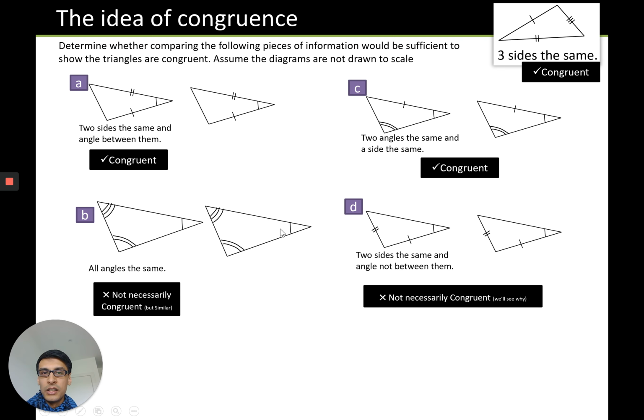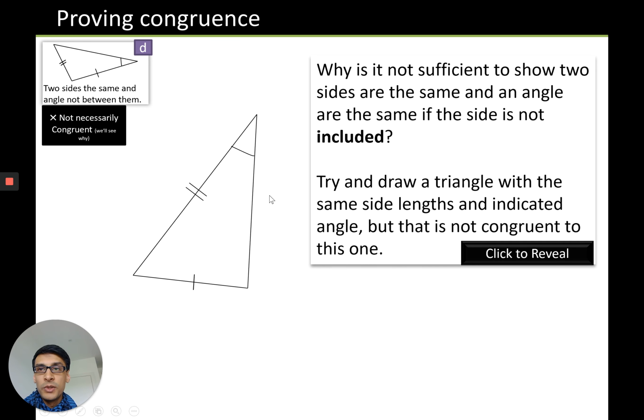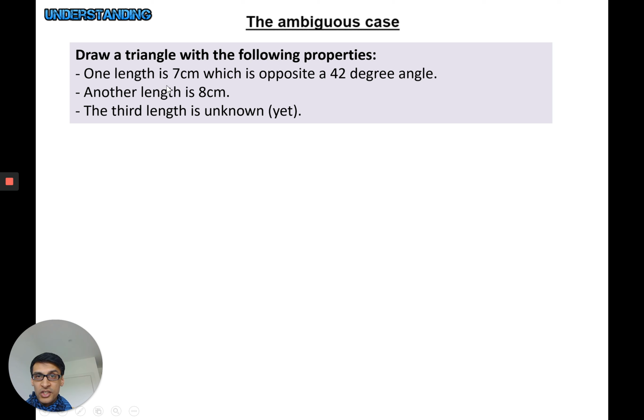What I want you to do before you watch the next video is this question here. It should take you about 20 seconds to do. Draw a triangle with the following properties. One length is 7, opposite a 42-degree angle. Another length is 8 centimeters, and the third length is unknown. You're just sketching it out. You don't have to draw it accurately. Just a quick triangle, and label the lengths. See if you can come up with two possible answers for this, and I'll see you in the next video.